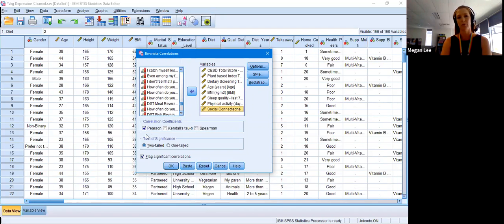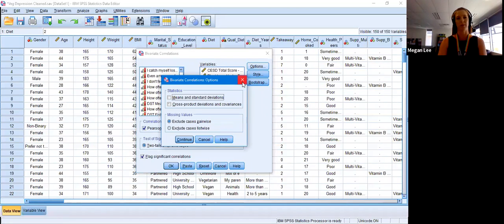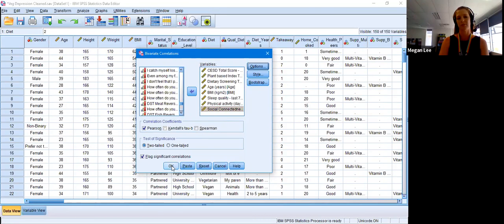Yep. We want to do a Pearson's correlation, just a really quick, simple look at the relationships between two variables, not people. We don't want our means and standard deviations because we already went and looked at that.